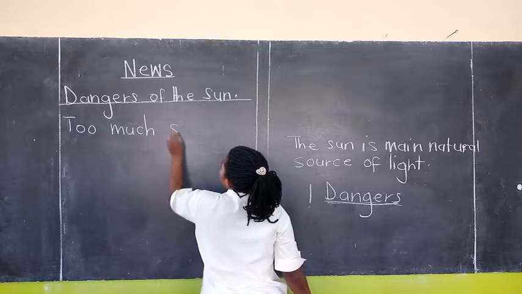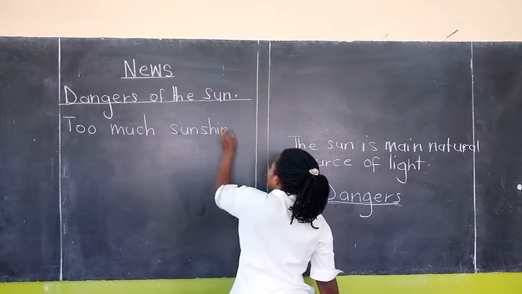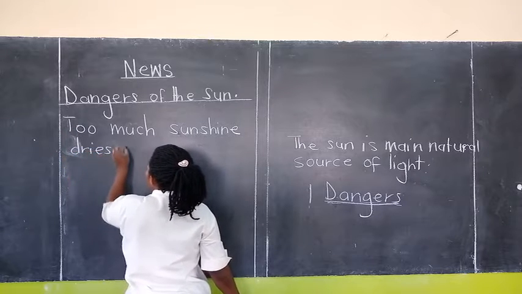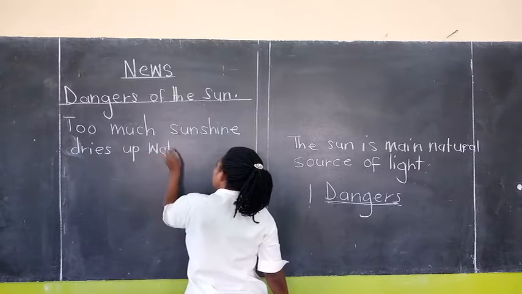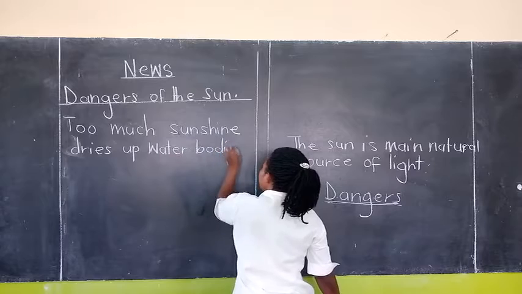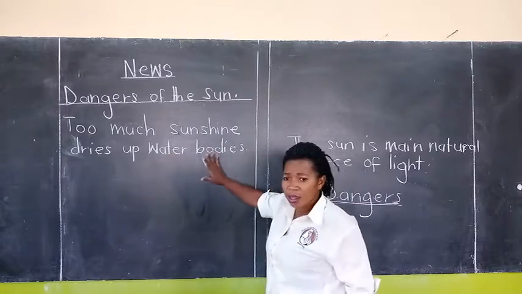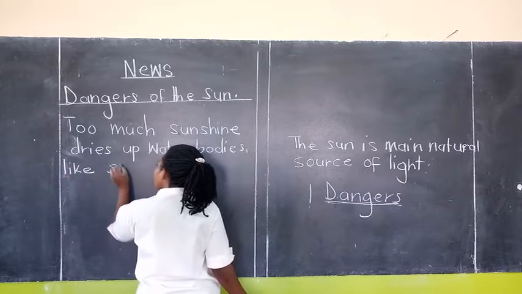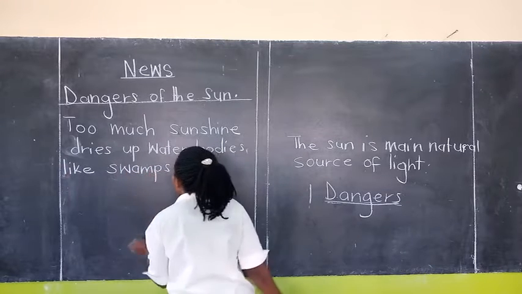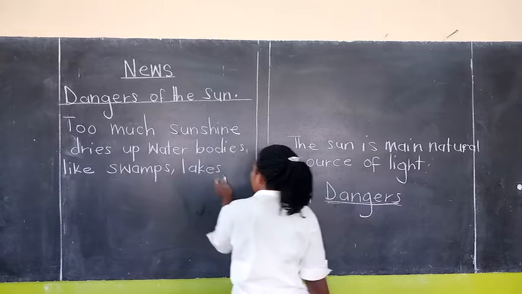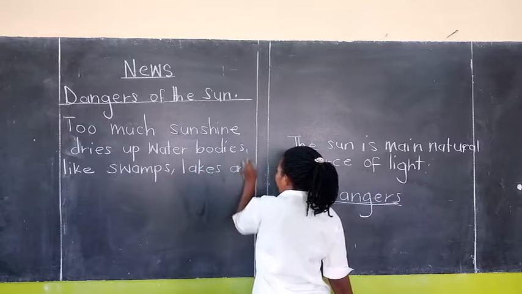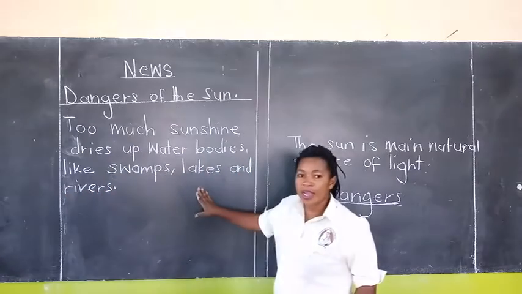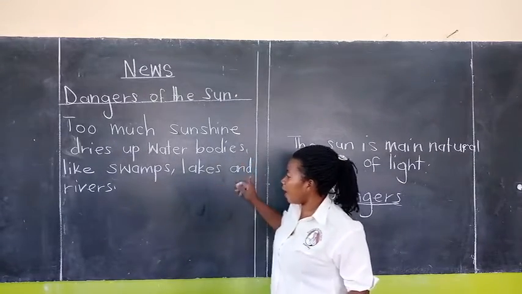So we say too much sunshine dries up water bodies. Now, examples of the water bodies. So we have water bodies like swamps, lakes, and rivers. So these are some of the examples of the water bodies. We have swamps, lakes, and rivers.